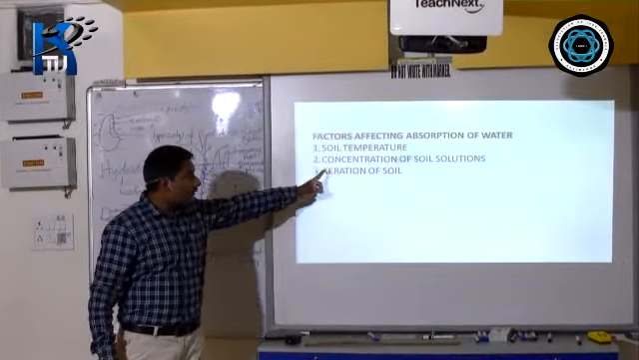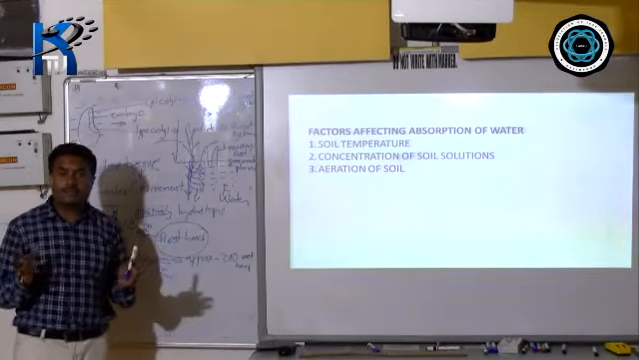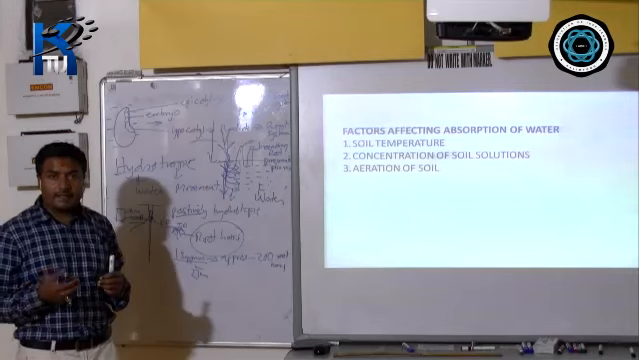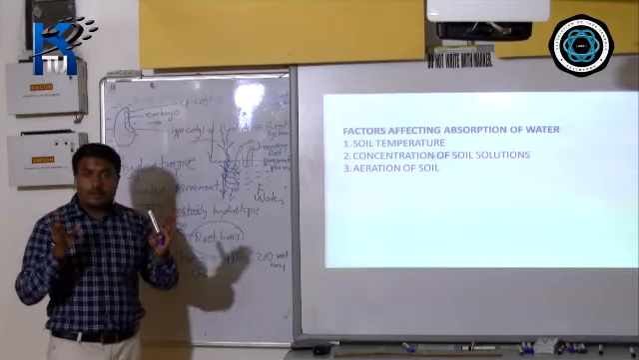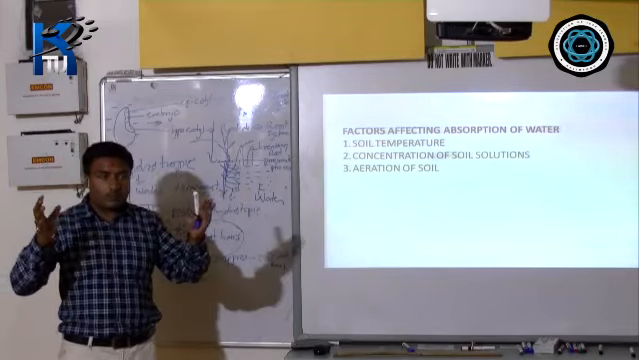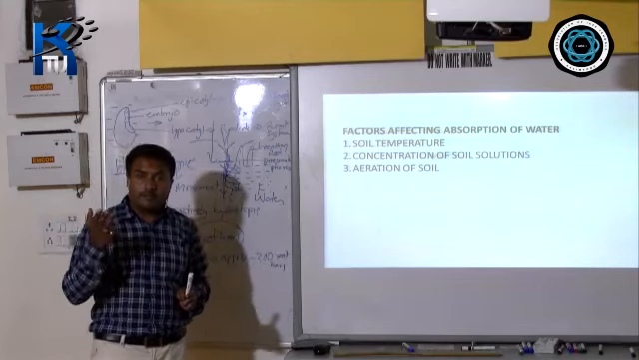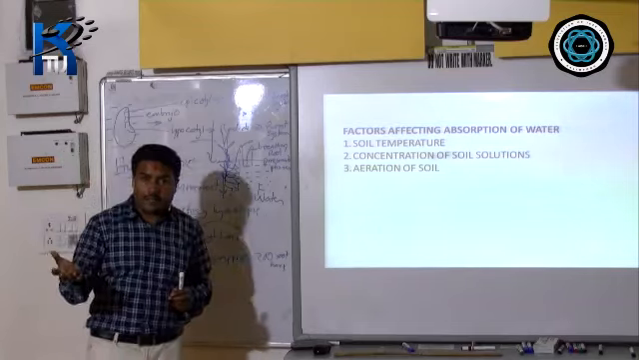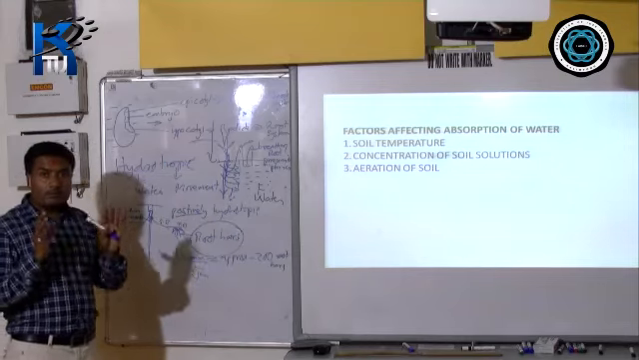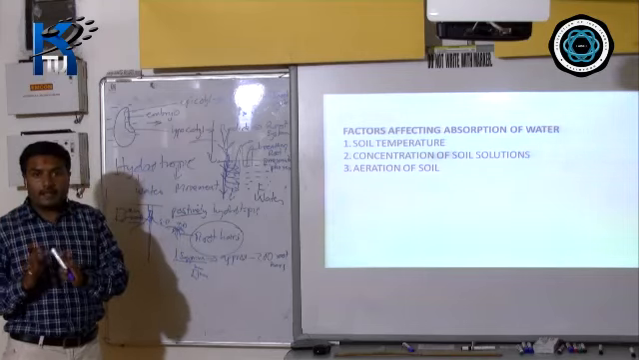Another thing is concentration of soil solution. When I say concentration of soil solution, that means there are soils which may be highly acidic or highly alkaline in nature. It depends on what type of plant or agricultural crop is thriving there. Some plants love the acidic medium, some plants love the alkaline medium. It depends on the plant. But the plant should have an optimum soil concentration. That means it should be neither acidic nor alkaline in nature.